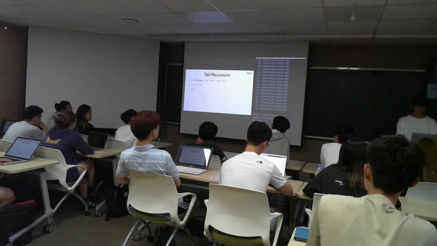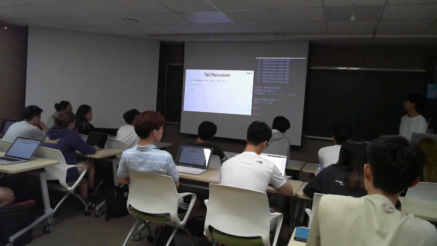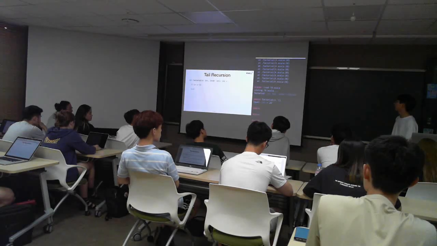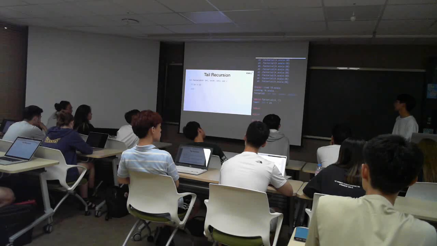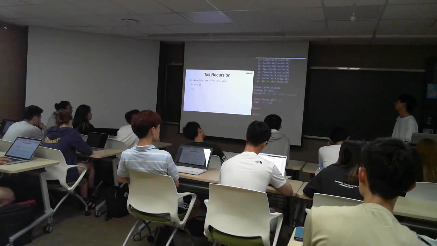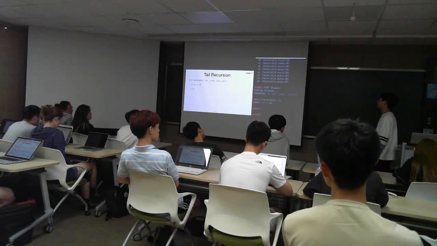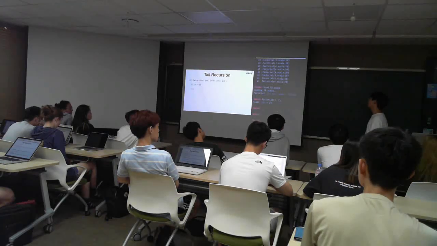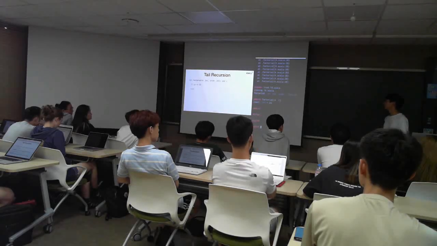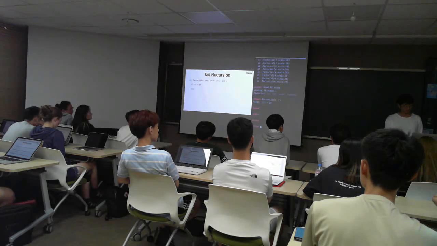First, we will check it is a correct implementation. So, if we pass 4 and 1 as arguments, then it will compute factorial 4 times 1, which is 24. So, it works well, but it's not convenient, because the user should call the factorial function with this intermediate result. So it's not good.